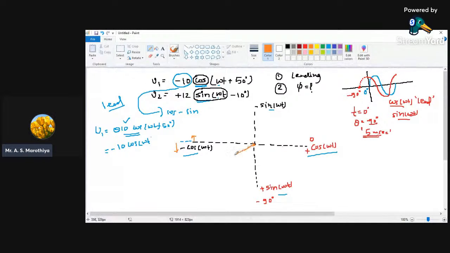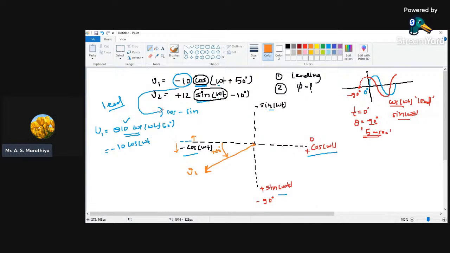So here we need to indicate V1. This is going to be the V1, and V1 is going to lead. That's why it has to be indicated in the anti-clockwise sense. And by what angle is it going to lead? It is going to lead by plus 50 degree. This is very, very important. I hope this is clear to everyone, how we have represented this V1 on this phasor diagram.